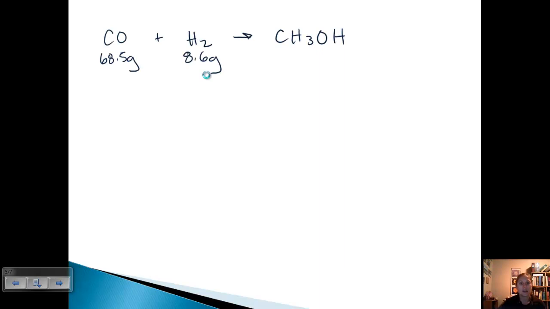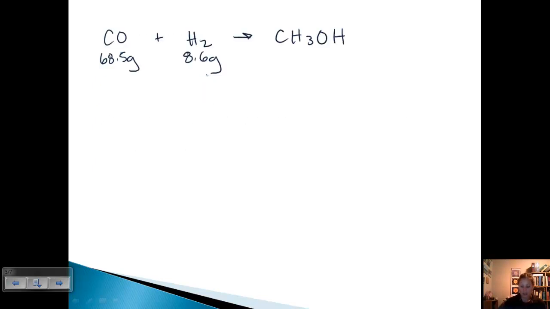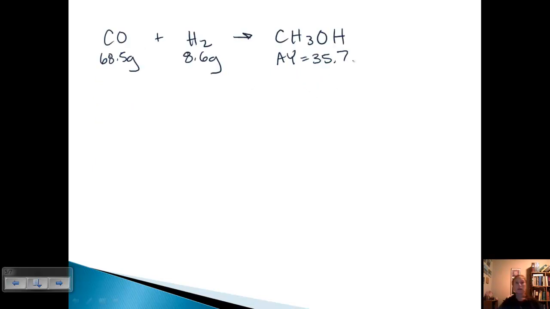Okay, and we want to calculate theoretical yield first. Let's just write everything down because we're going to have to come back anyway. So 35.7 grams of CH3OH. That's how much is actually obtained, so actual yield is 35.7. This is how much is experimentally produced. If we want to find percent yield, we're going to need theoretical yield first, and then we can put the actual and the theoretical yield together to get percent yield.